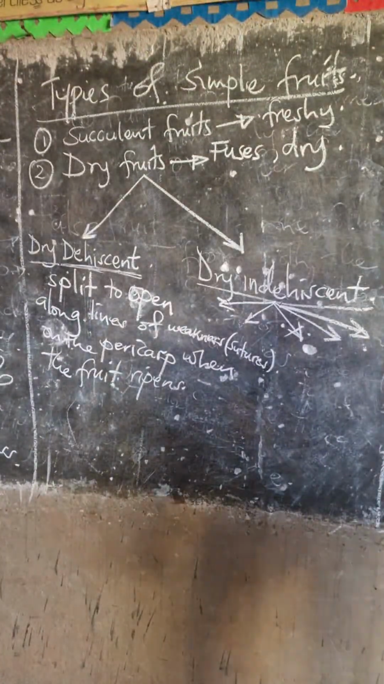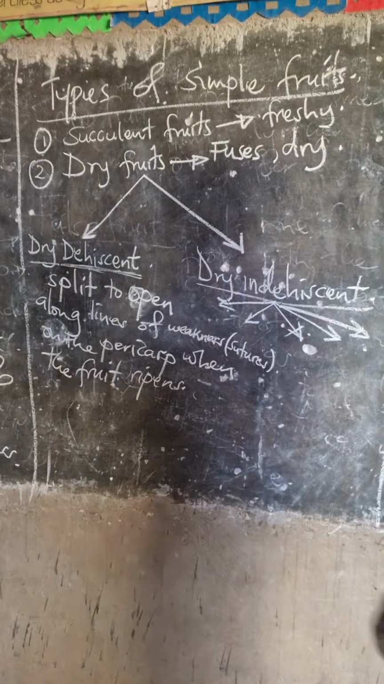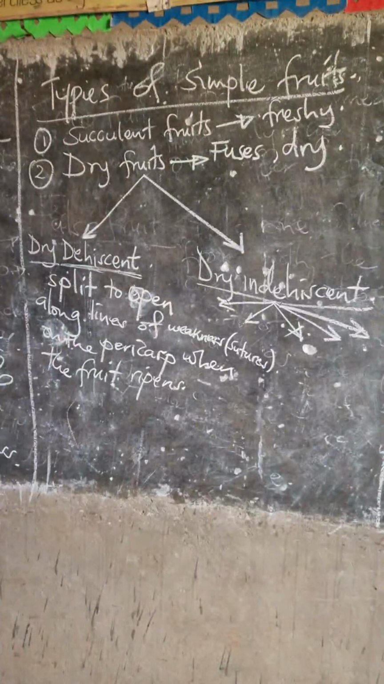Is that the other name of dry fruits, dry dehiscent fruits? No, among the dry fruits, we have two categories: dry dehiscent and dry indehiscent fruits. So it's not another name.